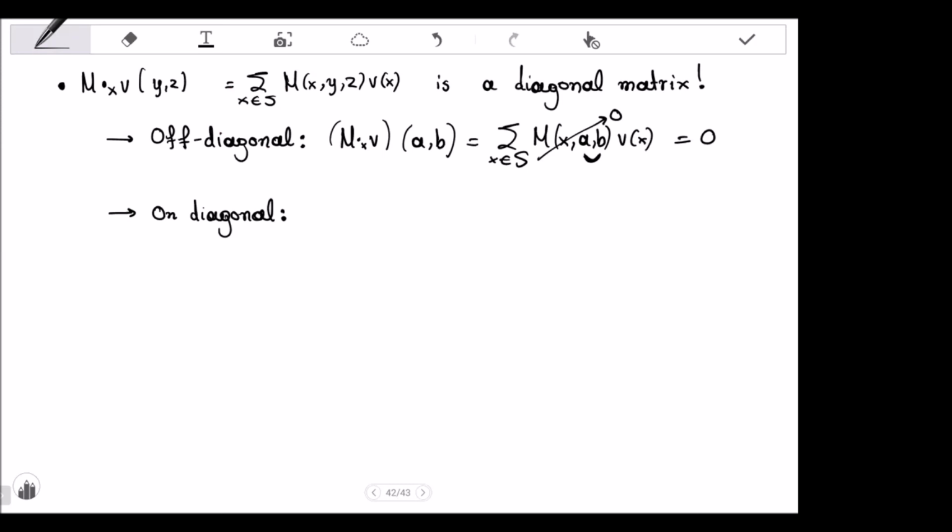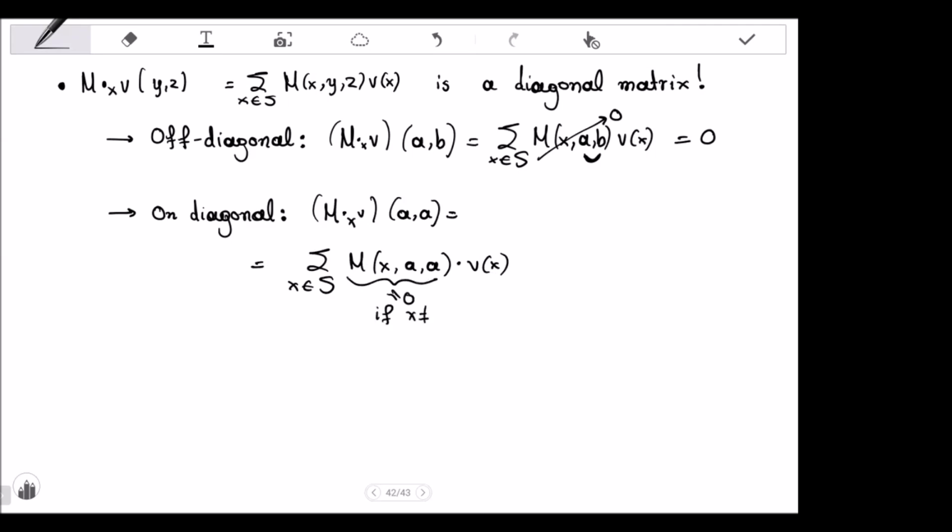So its rank is simply the rank. I understand it fully. To understand its rank, I need to see how many non-zero elements it has on the diagonal. Here we are. I apply this to anything of the form AA. This is the sum over all X of M X AA times B of X. And now this is 0 if X is different from A, because M was diagonal. So the only thing that survives is X equals A.